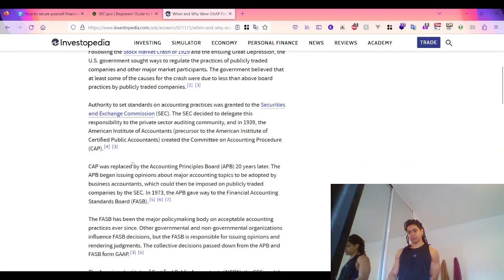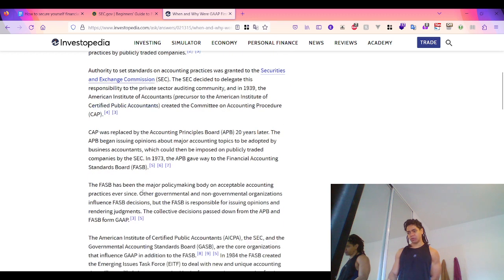The Committee of Accounting Procedure was replaced by the Accounting Principles Board 20 years later. The APB began issuing opinions about major accounting topics to be adopted by business accountants, which could then be imposed on publicly traded companies by the SEC. In 1973, the APB gave way to the Financial Accounting Standards Board.